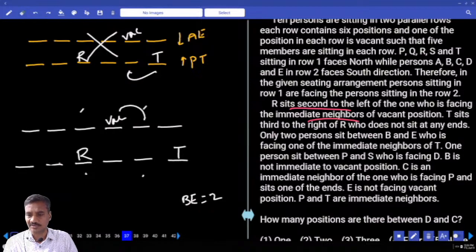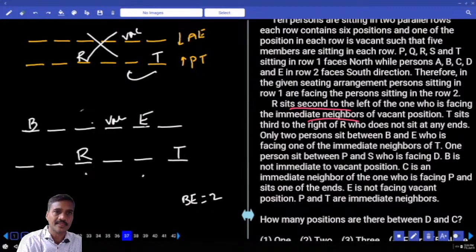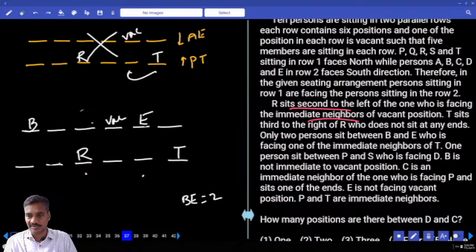2 persons between B and E. E is facing one of the immediate neighbors of T. Now E is facing one of the immediate neighbors of T. Then where can we have this? E is here. Now if E is here, there are 2 persons between B and E, and B must be at this place. There must be 2 people between B and E, and E is facing one of them.